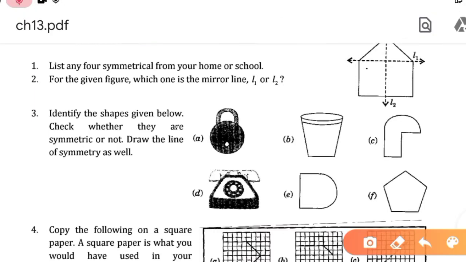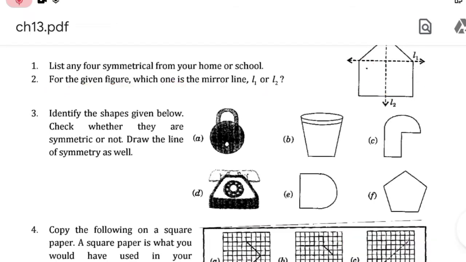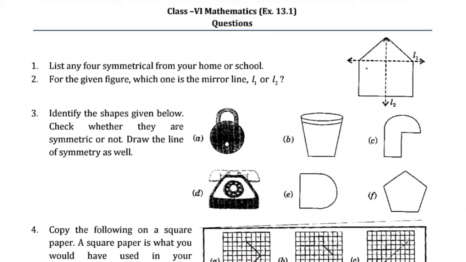Now question number 2. For the given figure, which line is the mirror line, L1 or L2? For this we have to see the figure. If we say that L1 is the line of mirror, our answer will be wrong. So here L2 is the line, and it is clearly seen that the L2 line is the mirror line of the figure.